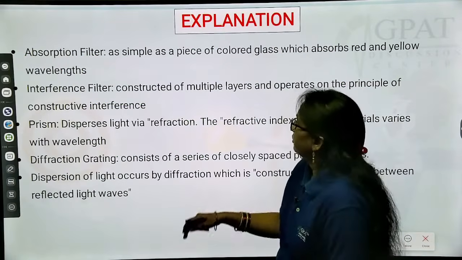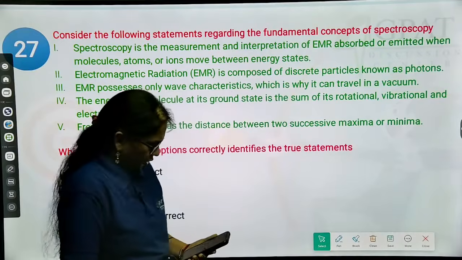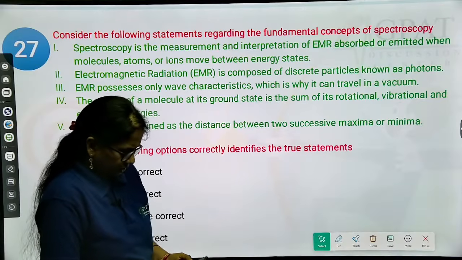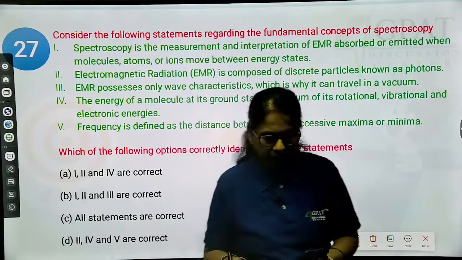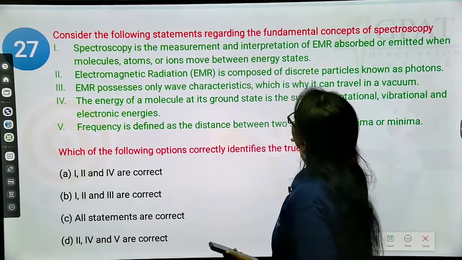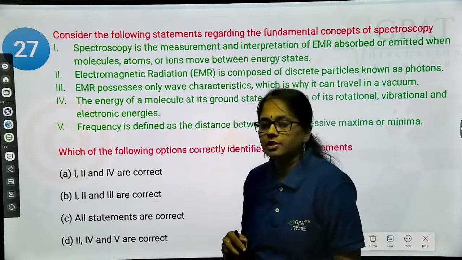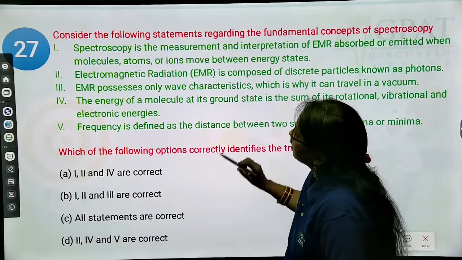Okay, next, 27th. Consider the following. Who has given the right answer? Let me check. Okay. Consider the following statements regarding the fundamental concepts of the spectroscopy. Here are the statements they have given. So let us see what the statements are here.